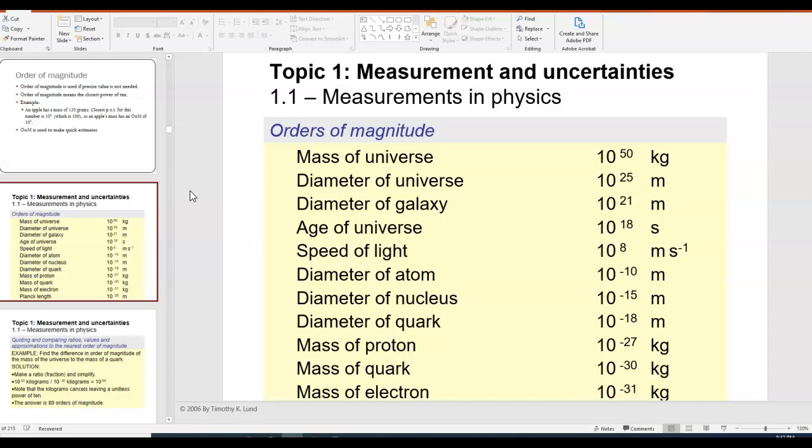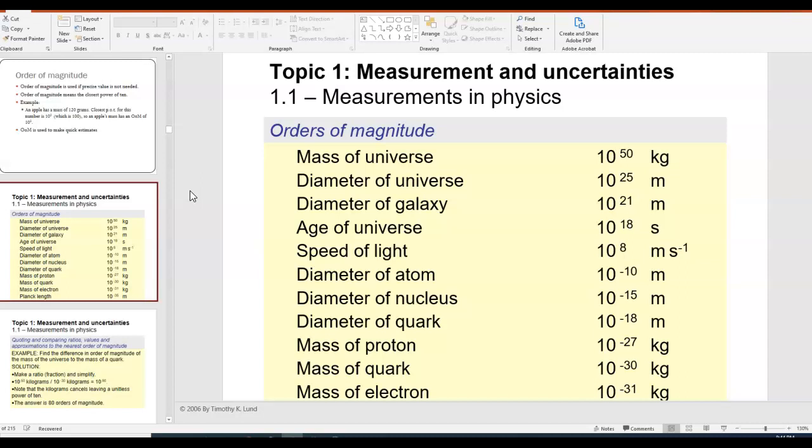Okay, so when it says, for example, that the age of the universe is 10 to the 18 seconds, does that mean that the age of the universe is literally 10 to the power 18 seconds? No, of course not. It's just that the age of the universe is somewhere between 13 and 14 billion years old. And if you convert that time from years to seconds, it's somewhere around 10 to the 18.